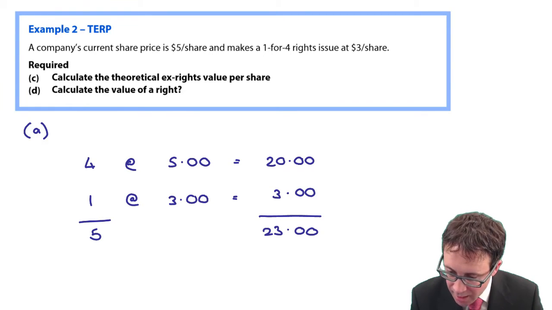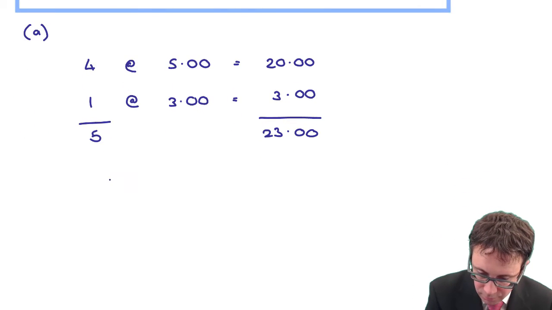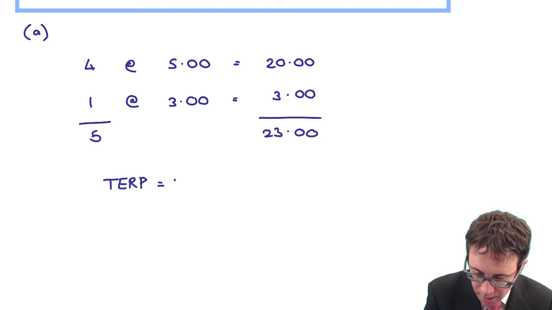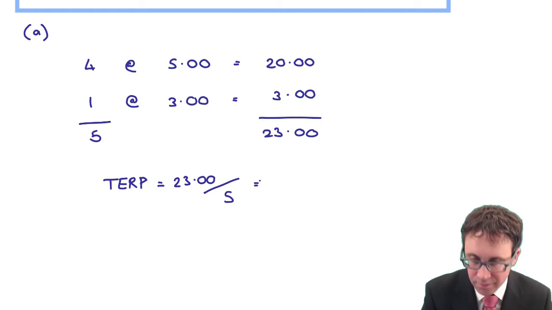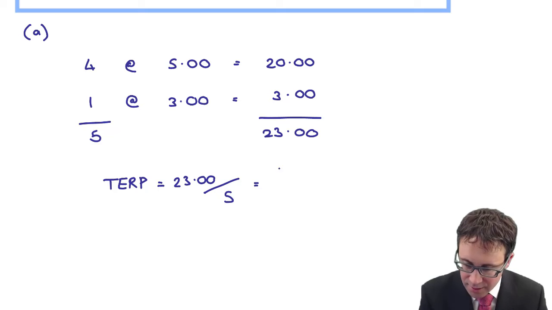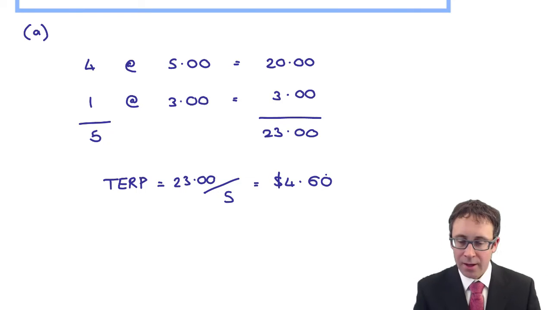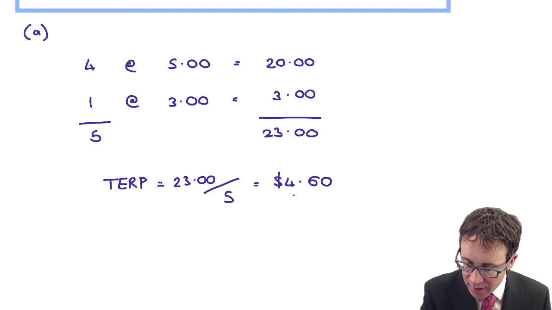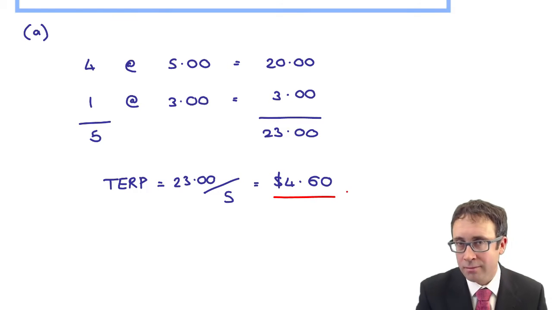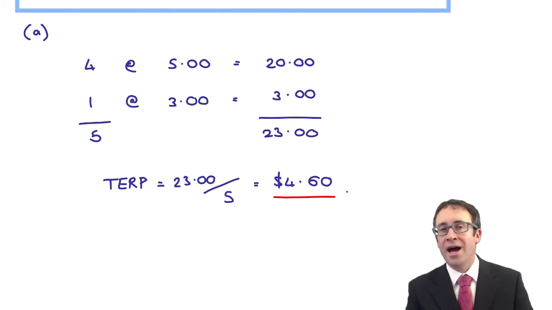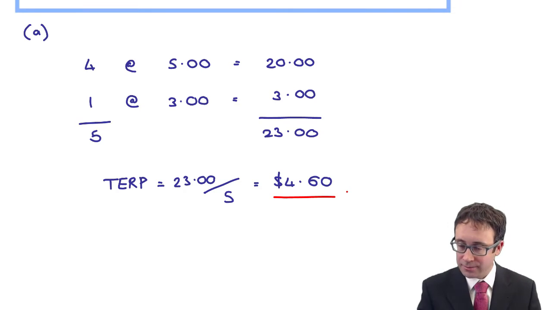The theoretical ex-rights price is there as 23 divided by 5, because it wants the value per share, and that is $4.60. Okay, boom, there we go. So that is the value of a share after the rights issue has taken place.